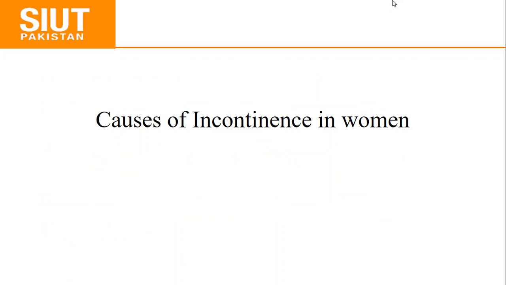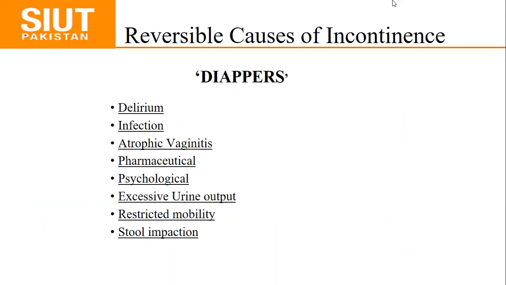Causes of incontinence in women. First of all, the reversible causes of incontinence, which have a mnemonic of DIAPPERS. It includes delirium, any form of infection that may be irritating the bladder, atrophic vaginitis, which is basically during menopause, pharmaceutical agents, psychological causes, excessive urine output, restricted mobility, and stool impaction.